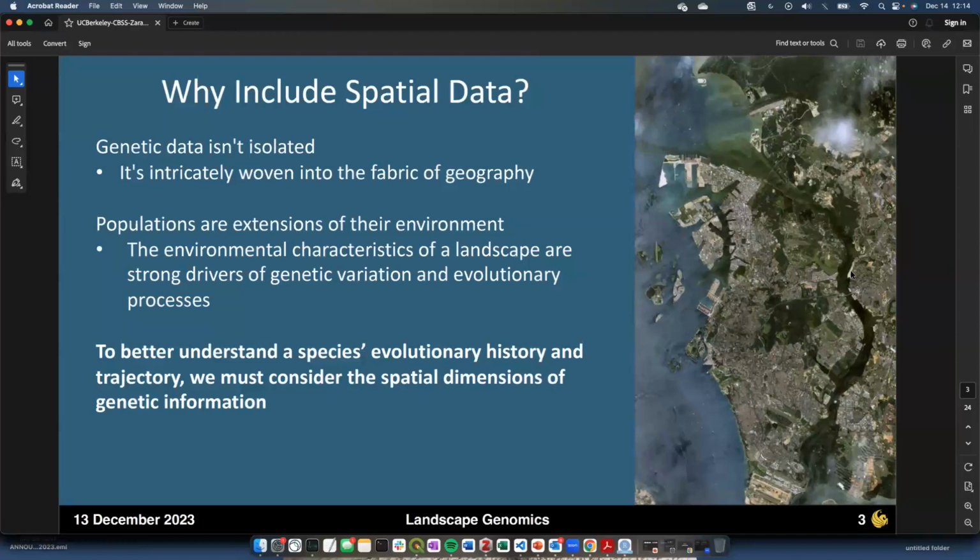The populations in general are extensions of that environment as well, where environmental characteristics, be that man-made structures or climatic factors like rainfall, precipitation, temperature, all of those can affect how a species interacts with the landscapes and affect the outcome of genetic variation that we see over time. And so understanding the spatial context is really important when trying to understand the evolutionary history that might be shaping the trajectory of species.